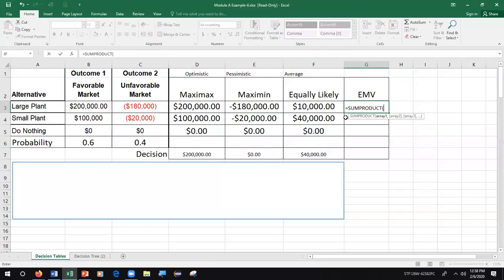So it's talking about array 1. The first one is going to say pick this array, and then comma, and then your second array is going to be these probabilities right here. So let me click that. When you have the array, you pick the top line, and then you pick the probabilities, and that gives you your EMV for the top line.